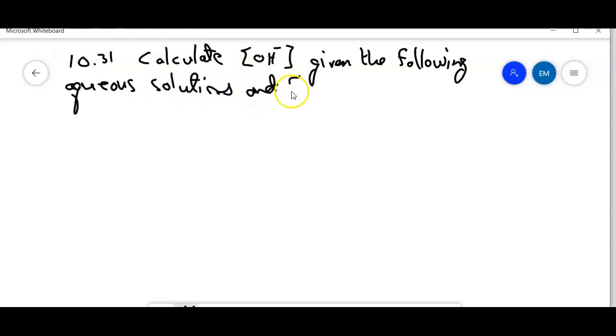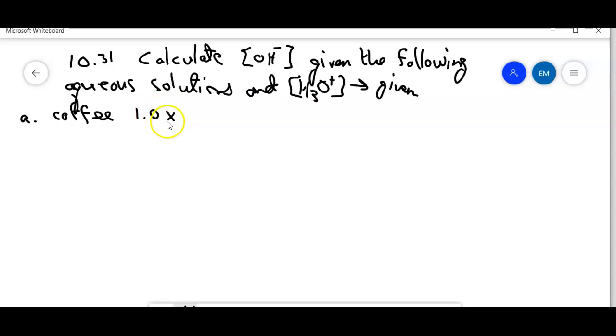And concentration of hydronium ion. You're given the hydronium ion concentration. Okay, this is given. So we start with coffee. Let's write these things down. Coffee at 1.0 times 10 to the minus 5th molar.